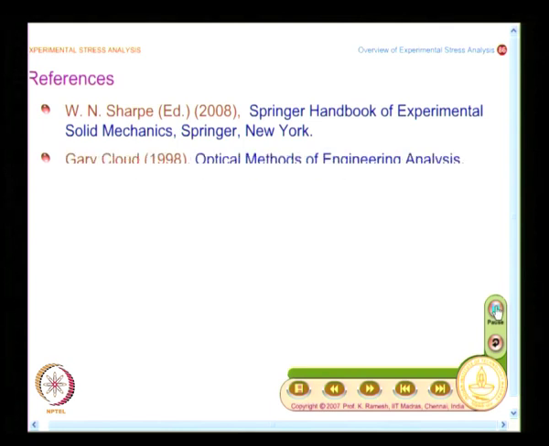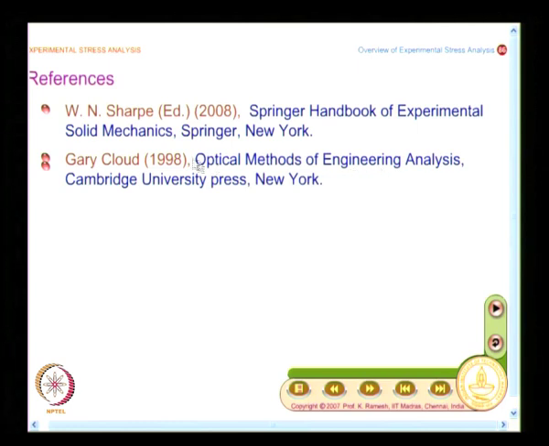Then you have a very famous book, Optical Methods of Engineering Analysis by Gary Cloud, published in 1998. So, in all this you need the author, you need the year and the publisher. It is a university press, you will be able to access it. And what you also have to look at is Gary Cloud has given a series of articles in Experimental Techniques. He is writing articles on various optical methods for displacement, stress and strain measurement. Those articles are very, very interesting. You can have a look at it. It is in Experimental Techniques.